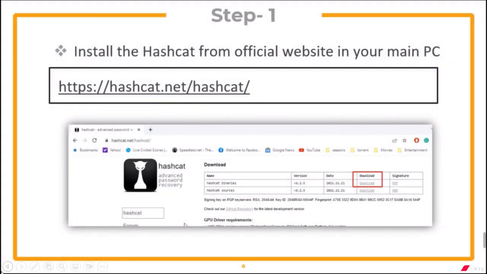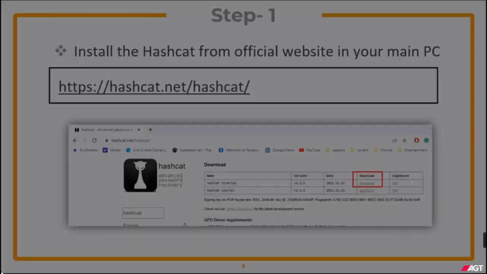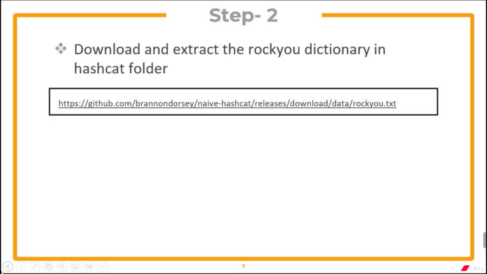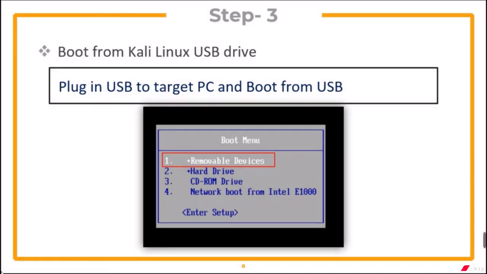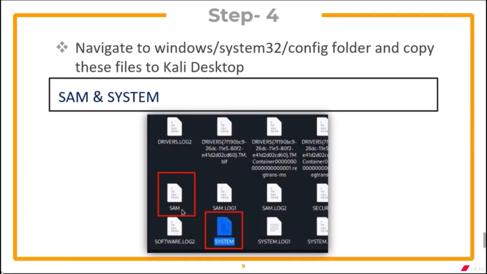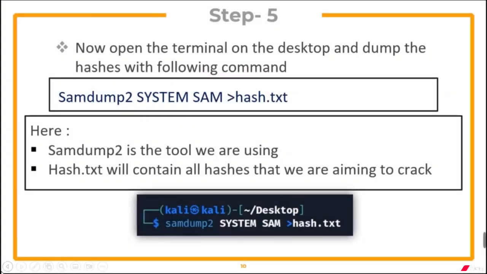In first step, install Hashcat from official website in your main PC. Now download and extract the RockYou dictionary in your Hashcat folder. Now boot from Kali Linux USB drive. Plug in your USB to target PC and boot from it. Now navigate to Windows System32 config folder and copy SAM and system file to the Kali desktop. Now open the terminal on desktop and dump the hashes with samdump tool. Hash.txt will contain all hashes that we are aiming to crack.